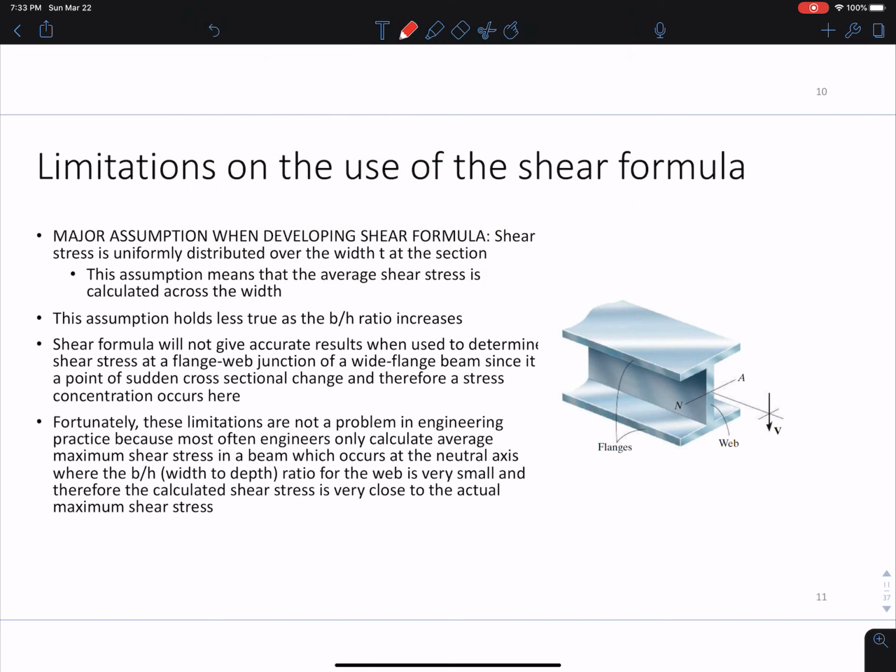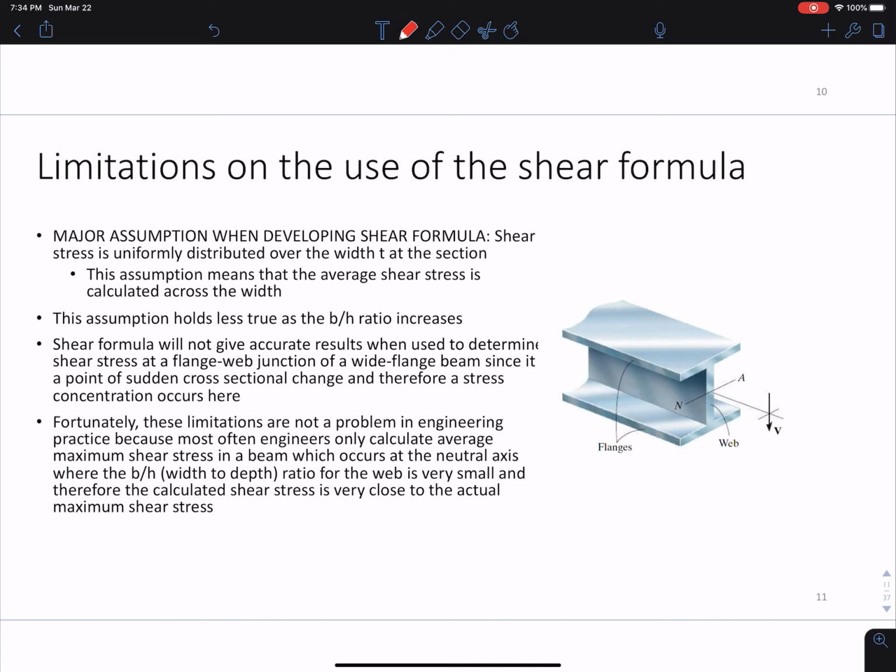But there is one thing that's really important. A major assumption when we develop the shear formula is that shear stress is uniformly distributed over the width t at the section. So this assumption means that the average shear stress is calculated across the width. Now this is kind of true for lesser values of the b over h ratio, but as we increase that ratio of b to h, this formula becomes less and less accurate.